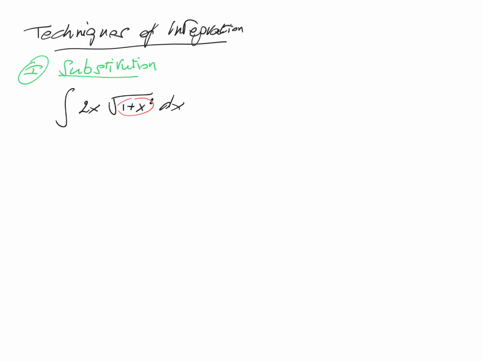So you could say that the root of 1 plus x squared is actually a function f of another function g of x. So f being the root function, and g of x being 1 plus x squared. What we will do to solve this is to introduce a new variable, which will help us simplify the expression. Let's call this new variable u, and say u is equal to 1 plus x squared.